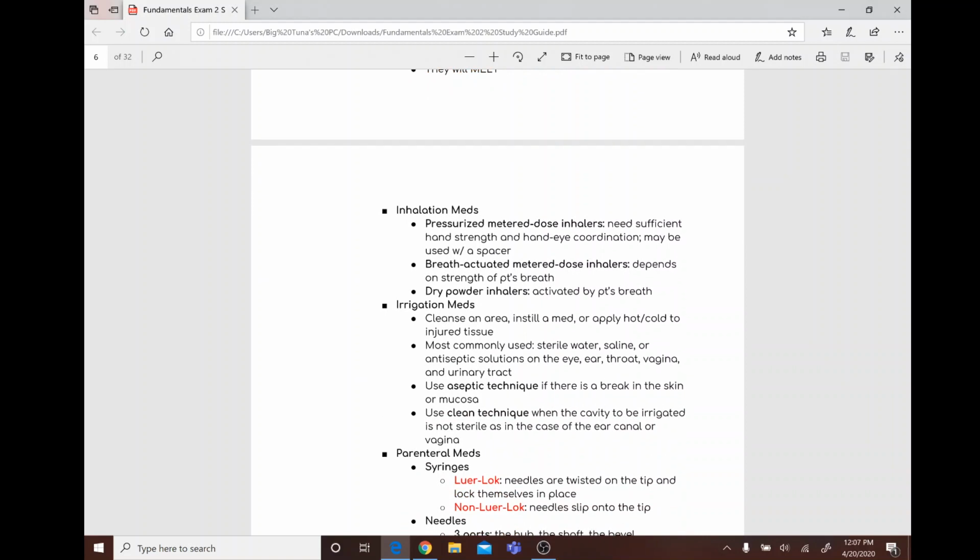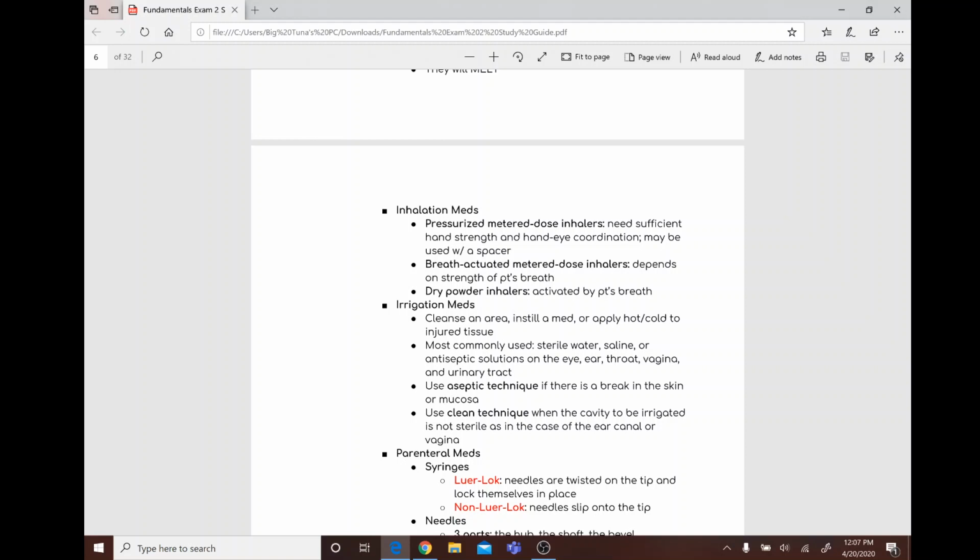Tell me about pressurized metered dose inhalers. You need sufficient hand strength and hand-eye coordination, and they may be used with a spacer. Tell me about breath-actuated metered dose inhalers. Depends on strength and the patient's breath. Tell me about dry powder inhalers. Activated by the patient's breath.